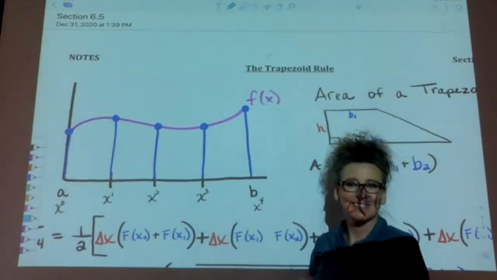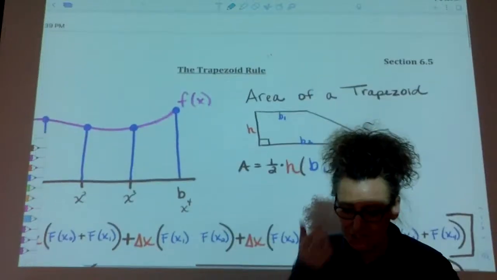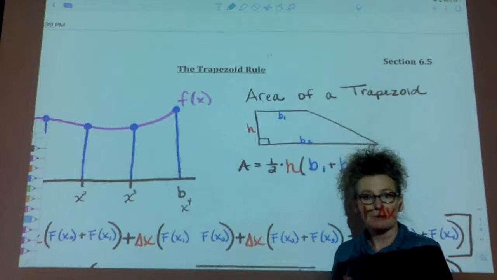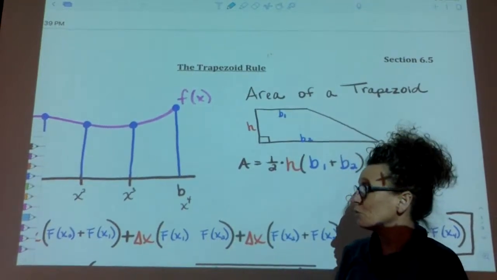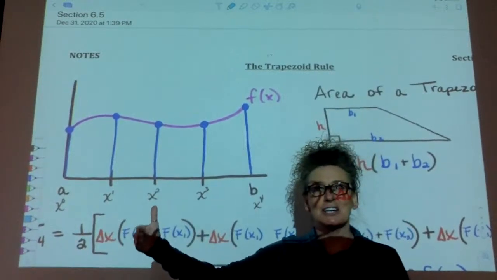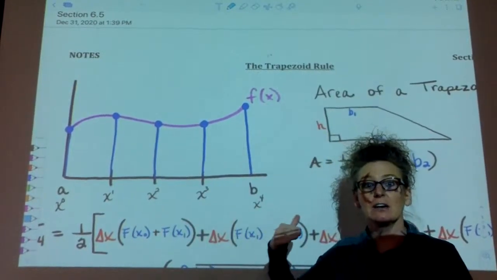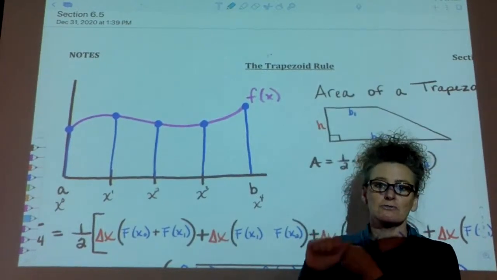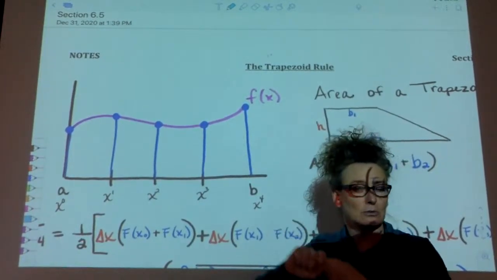Hey guys, I have notes here for section 6.5. This will be the last set of notes in chapter 6. What I'm going to show you is we're kind of going back to the beginning of the chapter, when you did area under a curve using rectangles. I showed you how to do left corners, right corners, and midpoints, rectangles only.